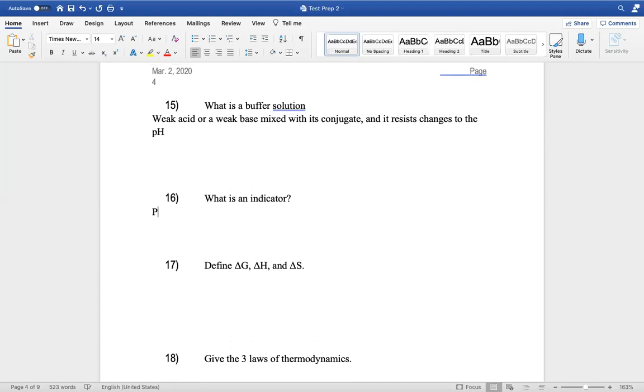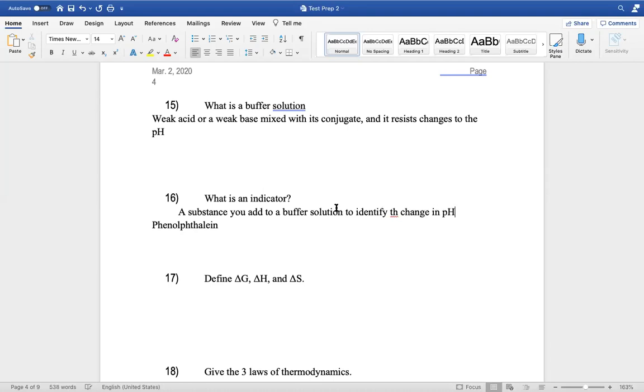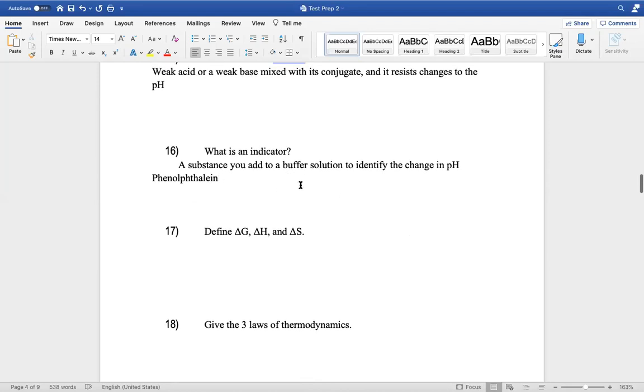The one y'all use is phenolphthalein. I don't know how to spell that. I'm not going to even try. There it is. Phenolphthalein. And that's one of your indicators, but the definition for an indicator is a substance you add to a buffer solution to identify the change in pH. There we go. And then, yeah, think of phenolphthalein.